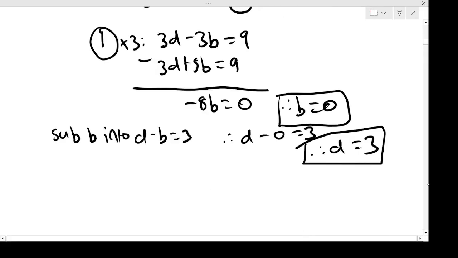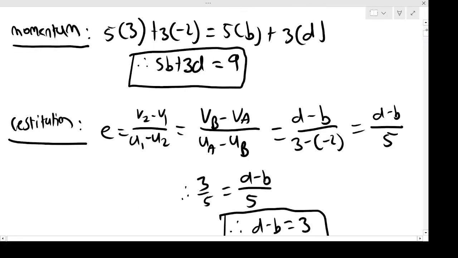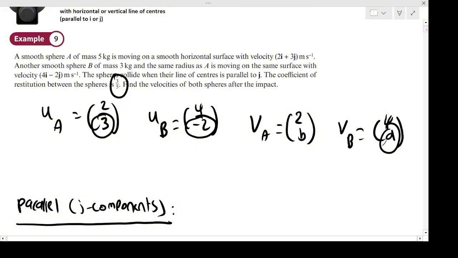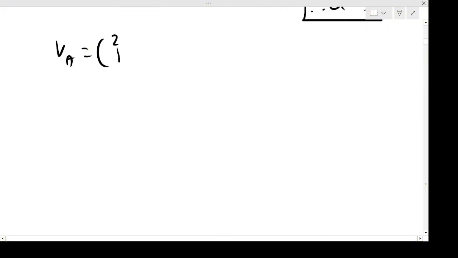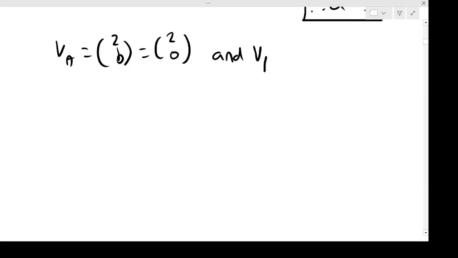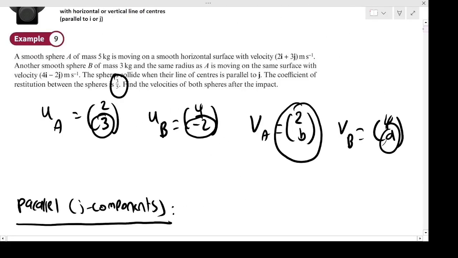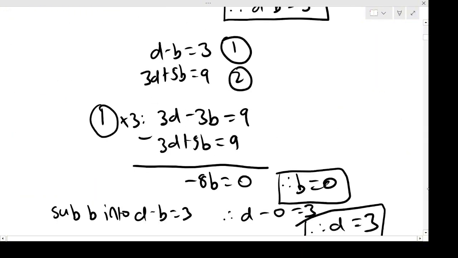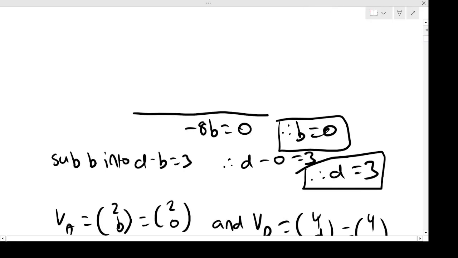So that means then that VA, the velocity for A afterwards, is 2B. But we just saw that B was 0, so it's just 2, 0. And VB, the velocity for B afterwards, it's going to be 4D, right? But we saw that D is 3. So 4, 3 is my vector there. And there we are.